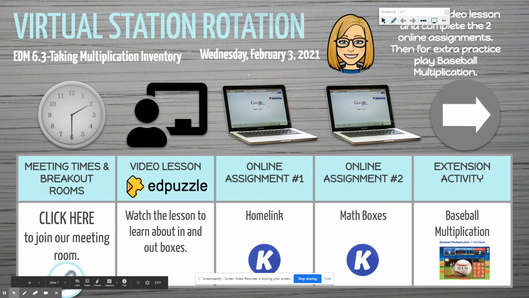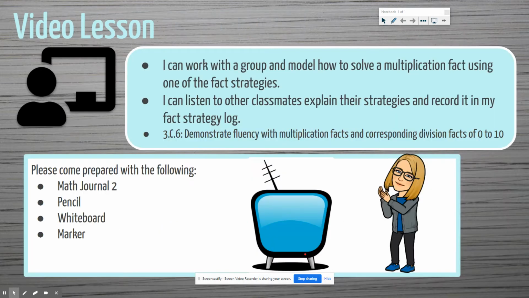Hey guys, so today we are going to start Everyday Math lesson 6.3, and we're just looking again at how we are solving our multiplication facts. Remember, we want to keep getting better at our facts. We want to be more fluent with our facts. So we're going to look at these strategies again that we've been going over, and then you will have your home link and math boxes to complete.